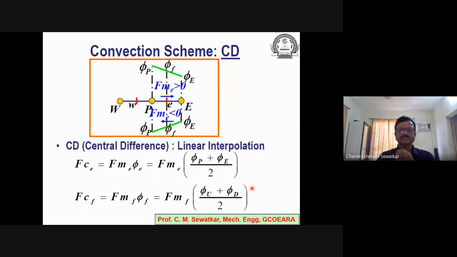The same thing for central difference scheme is simple. It's an interpolation scheme. We take the average of the two, that is upstream and downstream. So even if the direction changes, the upstream and downstream will be exchanged, but the average of the two is always required to be taken. So we need not bother about the implementation of a central difference scheme. It's straightforward. FCE is equal to F_me into phi, that is equal to F_me into (phi_P plus phi_E) divided by 2. Even if the flow is positive or negative, it is always going to be phi_E plus phi_P divided by 2. That is phi u plus phi d divided by 2.